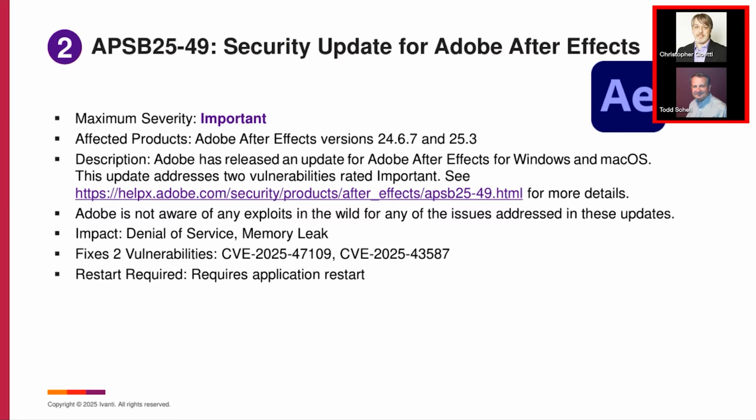They addressed two vulnerabilities in there. These are a denial of service and a memory leak vulnerability. They only rated this one as important. And important to note here that all the Adobe releases I'm going to talk about, none of these have known exploits against them right now that are reported by Adobe that they're aware of. So just important to keep them up to date as your regular Creative Cloud suite update.